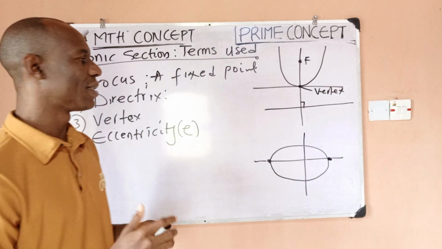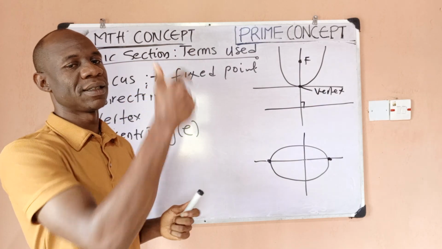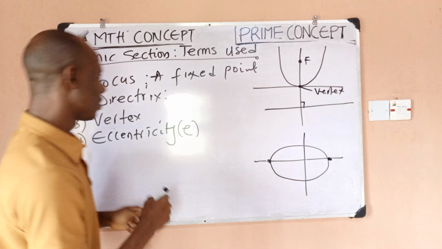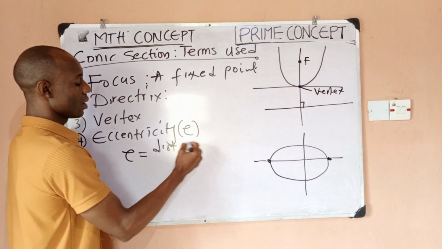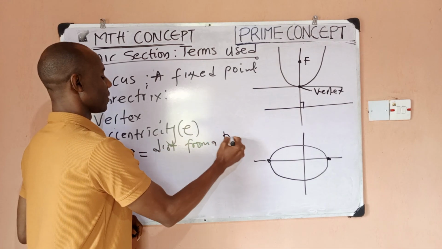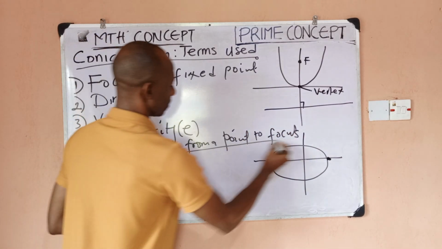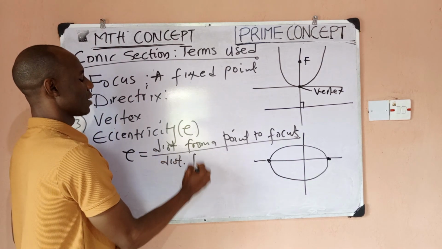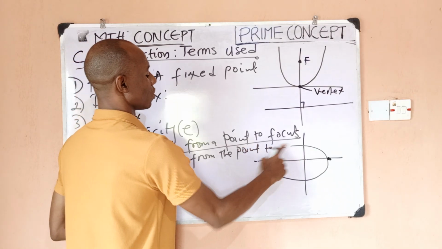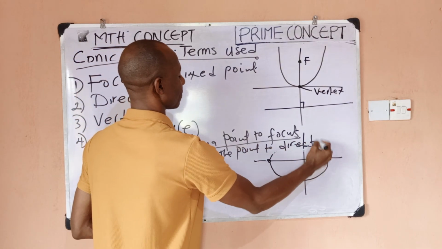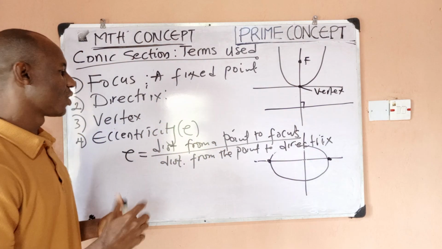So what is that eccentricity? Eccentricity is the ratio of the distance of a point to the focus and the distance from that point to the directrix. So it's the ratio of distance. Eccentricity E is the distance from a point to the focus over the distance from the same point to the directrix. So that is our eccentricity, right? It's the ratio of distance.